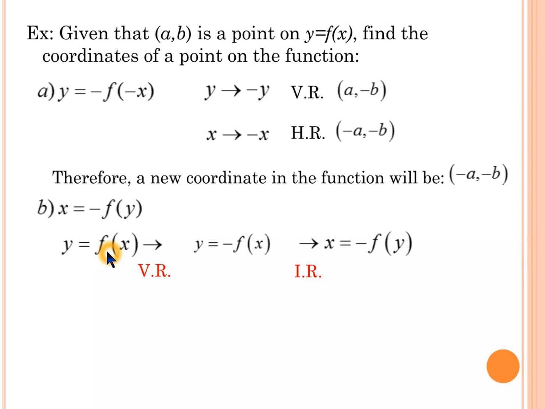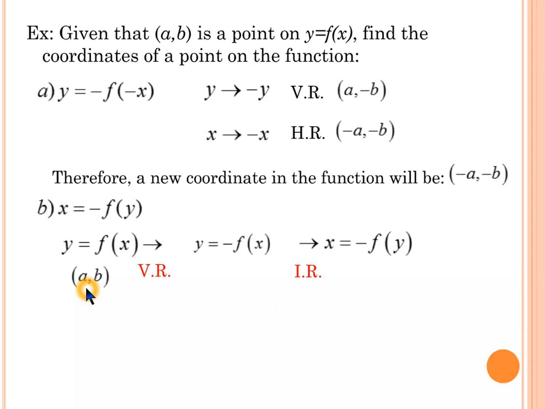So my original function is y equals f of x, and then I go through a vertical reflection, so I have a negative sign there. And then finally, I need to change x and y. So now I have x equals negative f of y, and this expression matches my expression right here. So basically all I have to do now is apply this vertical reflection along with this inverse reflection, and then I should be able to get my new point.